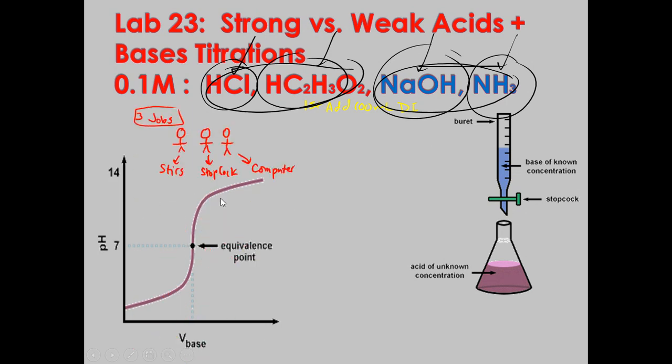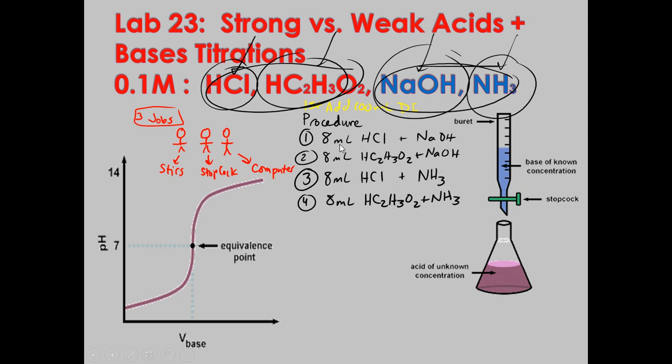Each of your partners would take a job, one stirring, one running the stopcock to actually control the flow of those things, and the other watching the computer. But hey, we're virtual today. You'd be mixing 8 milliliters of hydrochloric and the acetic with different bases. So you've got a strong with a strong, a weak with a strong, a strong with a weak, and a weak with a weak. Think about it in terms of quarterback and receivers, in terms of the matchup of those, and you kind of understand the problem that you have sometimes in Seattle.